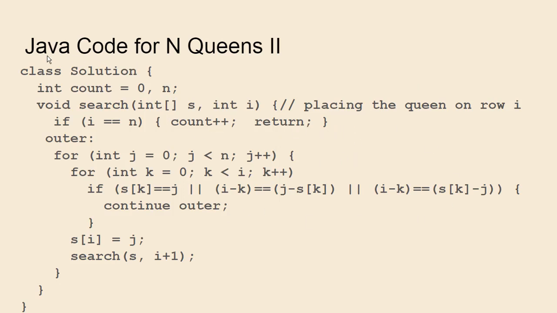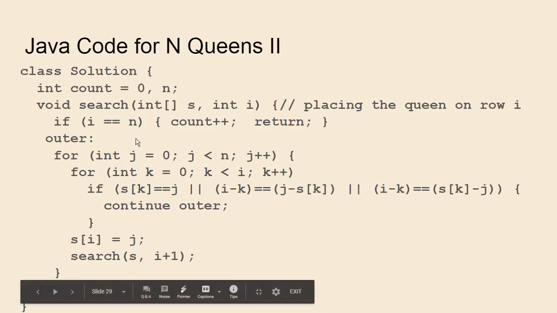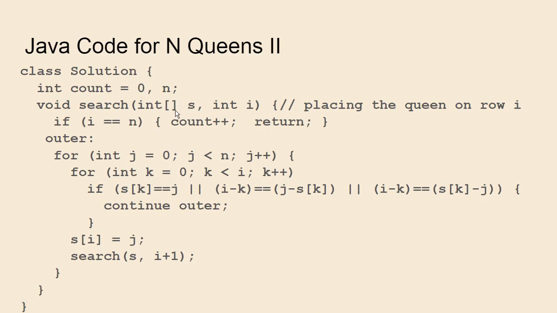Here, I first show the Java code for nqueens 2, counting the number of ways of placing n queens. This is the recursive part. Our state is an int array, and we're trying to place the queen on row I. The base condition is if I is n, that means we already placed the queens from row 0 to n-1, so we succeeded. We just increment the counter and then return.